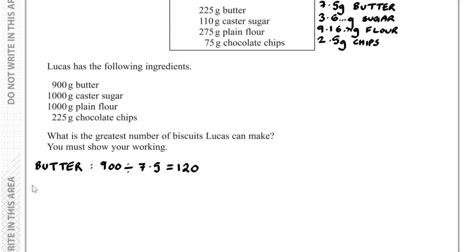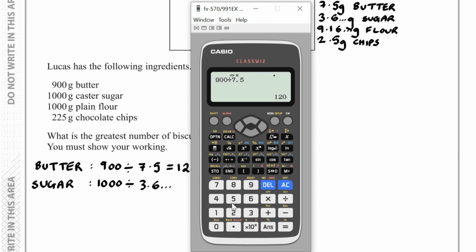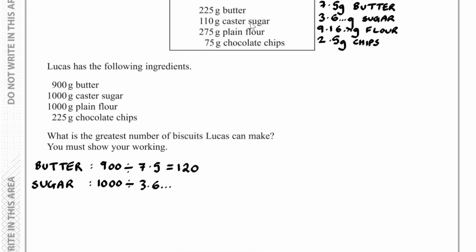If I take a look at the caster sugar, we've got 1000 divided by the 3.6 etc. So that was 110 divided by 30, and if I do 1000 divided by this, we get 272 approximately.